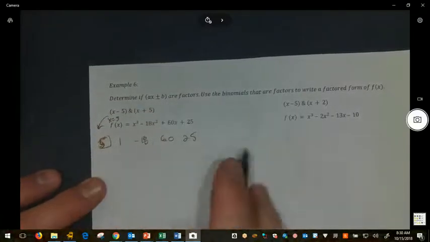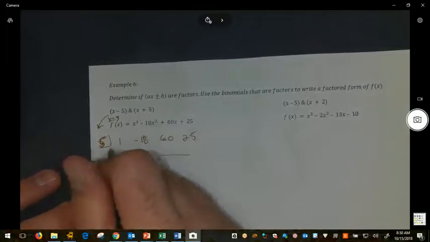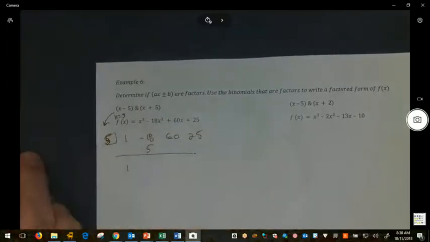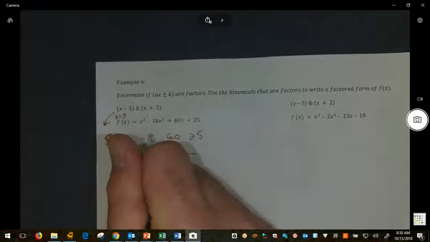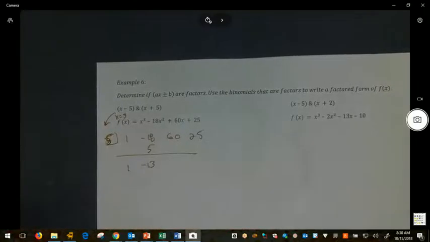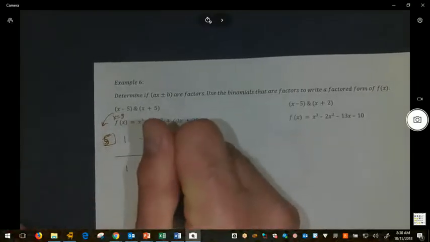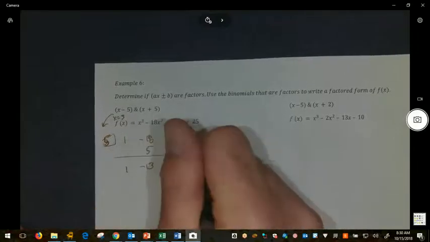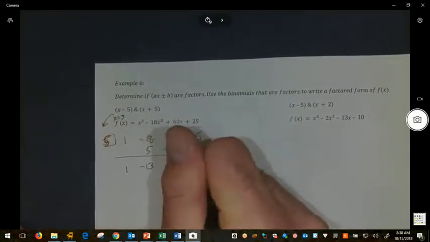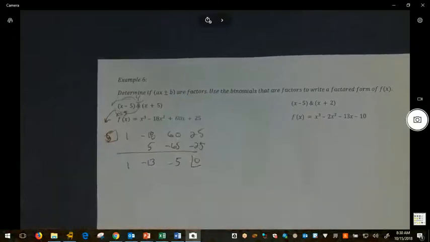I have no missing terms, so I don't have to put any zeros. 1 times 5 is 5. Negative 18 plus 5 is negative 13. 5 times negative 13 is negative 65. Plus 60 is negative 5. Times 5 is negative 25. Hey, how about that? We lucked out. This one was a factor.